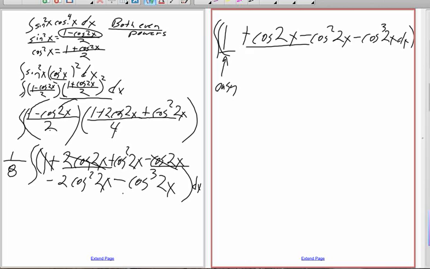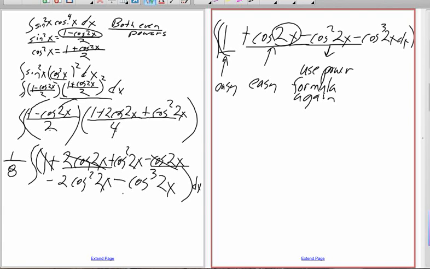This one is also easy, since you don't have a power. Remember, you've got to take the derivative, multiply by 2 outside of here. Now this one, you're going to have to use the power formula, and I'm not going to do this. But you're going to use the power formula on this again, where you're going to end up with a 1 minus 1 plus cosine of 4x, because 2 times this over 2.